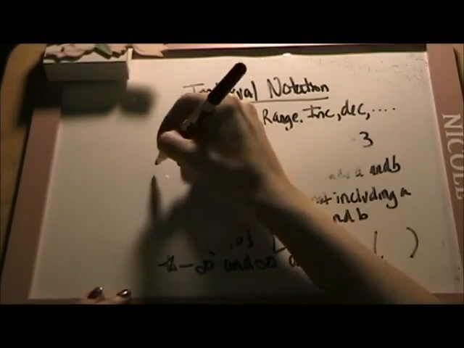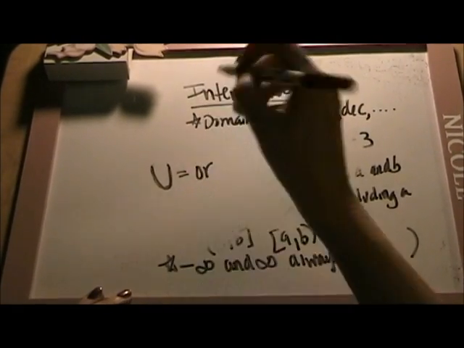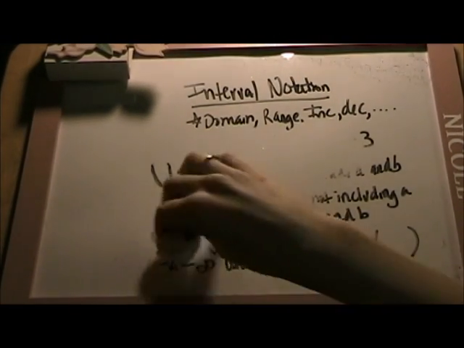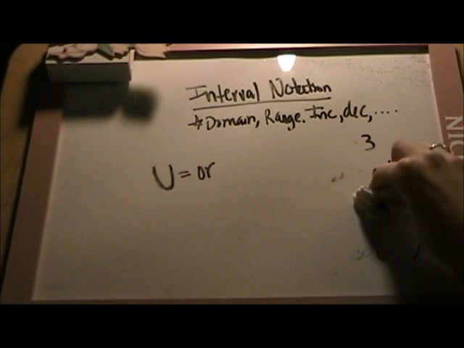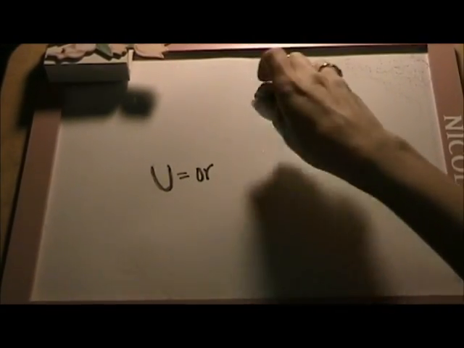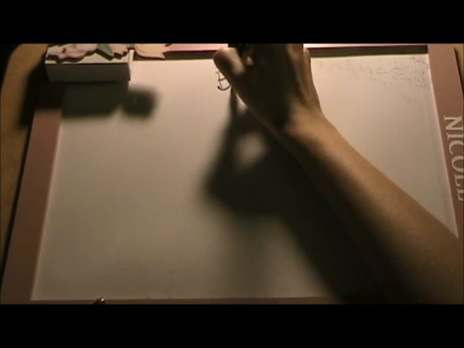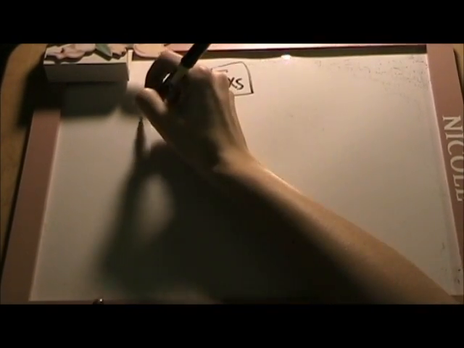Another symbol, the U, okay, this means or. Mathematicians, okay, we don't like words, we like math. So if we can get rid of words even as tiny as or, okay, we will. So from now on, U equals or. It's called a union. So let's practice with some examples of writing interval notation.